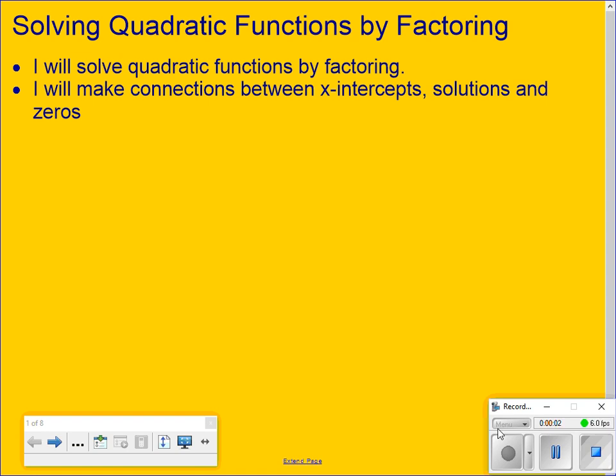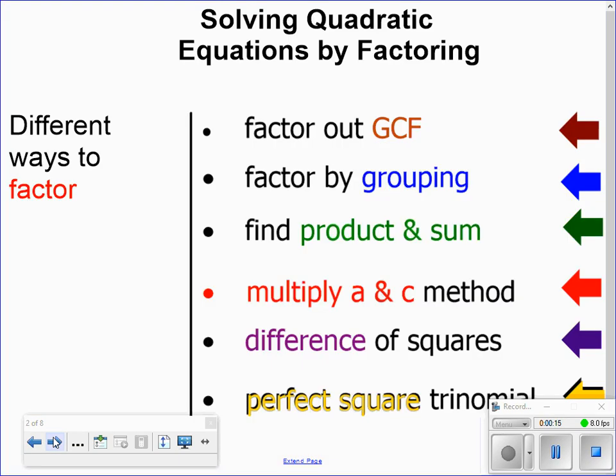In this lesson, we're going to be solving quadratics by factoring. By the end of this lesson, you should be able to solve quadratics using the factoring method, make connections between the zeros and the x-intercepts, and solutions to a quadratic function.